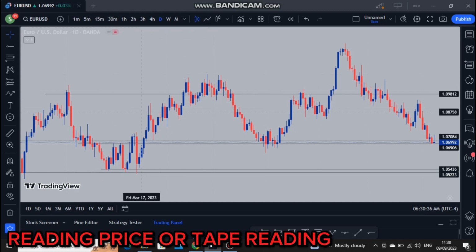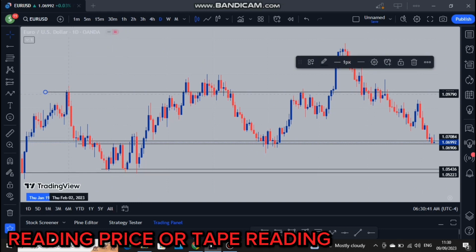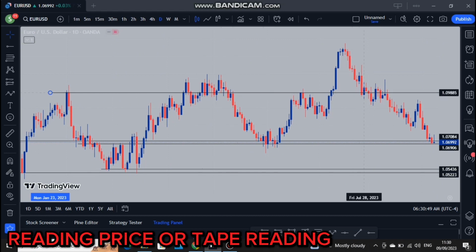So now adjust it to the body of that candle. Make sure that it's at the body. You can see that rejection. There is multiple rejection at this point. You can see this too. So let's make it tight. You can see rejection, all on one zone, rejection as well.